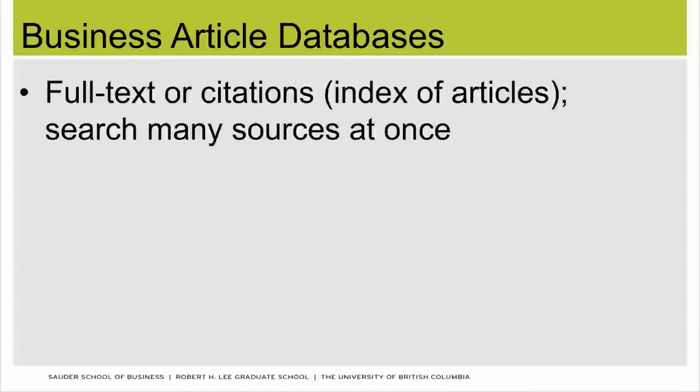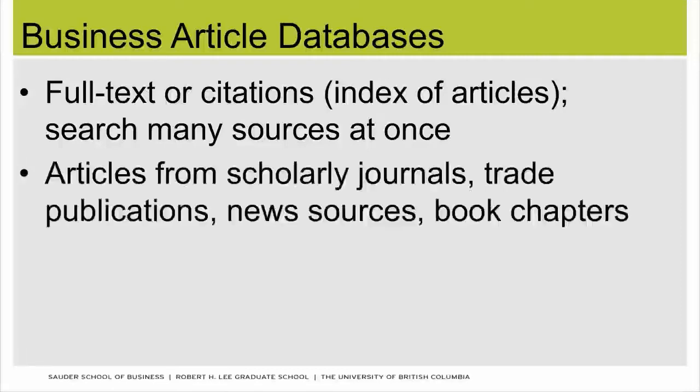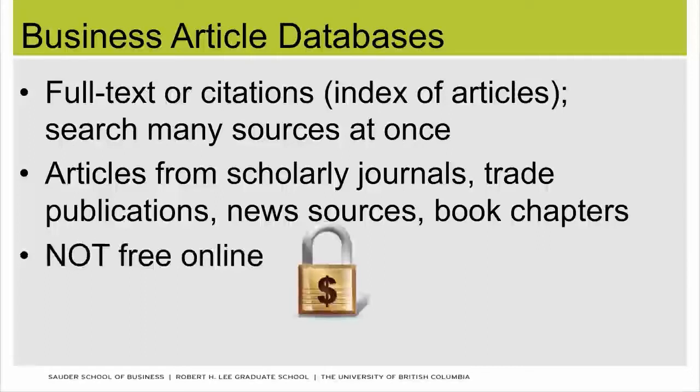Article databases allow you to search many sources at once. They contain full-text articles available for download, or listings of articles, also called indexes. The articles in databases come from scholarly journals, trade publications, newspapers, or chapters taken from books. You might find links to business article databases on the Internet using Google. However, the links you get on Google will lead you to a paywall where you have to log in as a subscriber or pay a fee to access the content.